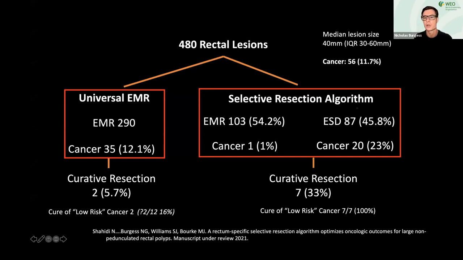And then in this new cohort, when we're looking at lesions that we've done selectively, the ones where we can't see any high risk features, we only found one cancer. So we only missed one cancer, and all of them were in the ESD group. So the curative resection rate was much, much higher. And so it's important to choose an appropriate technique for this.